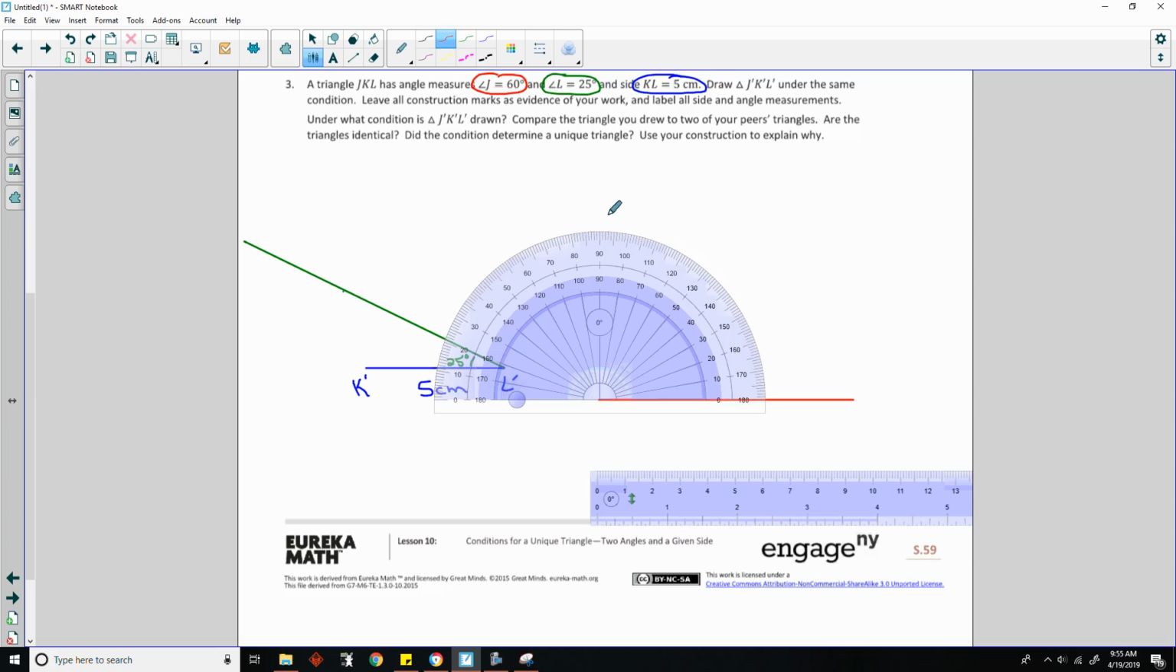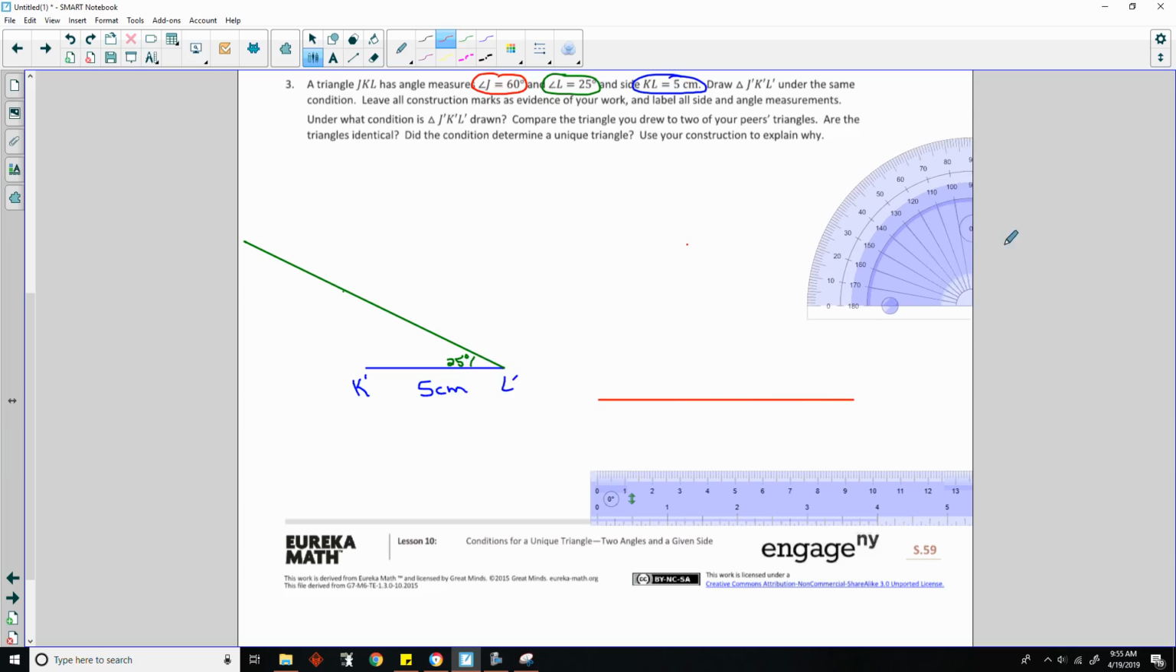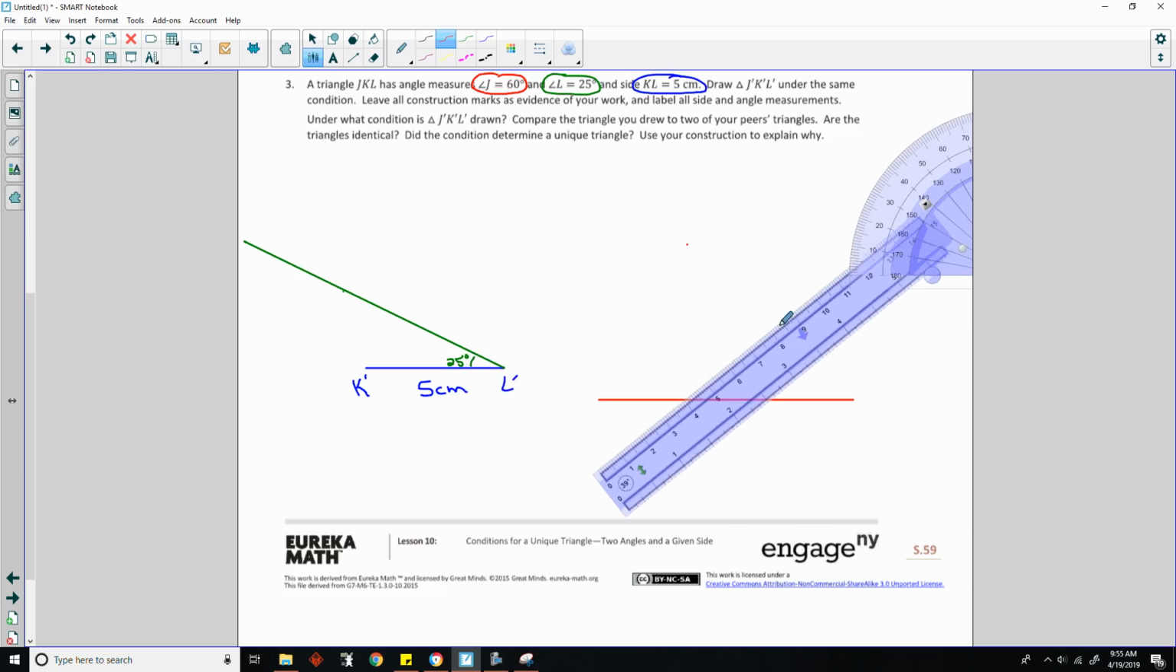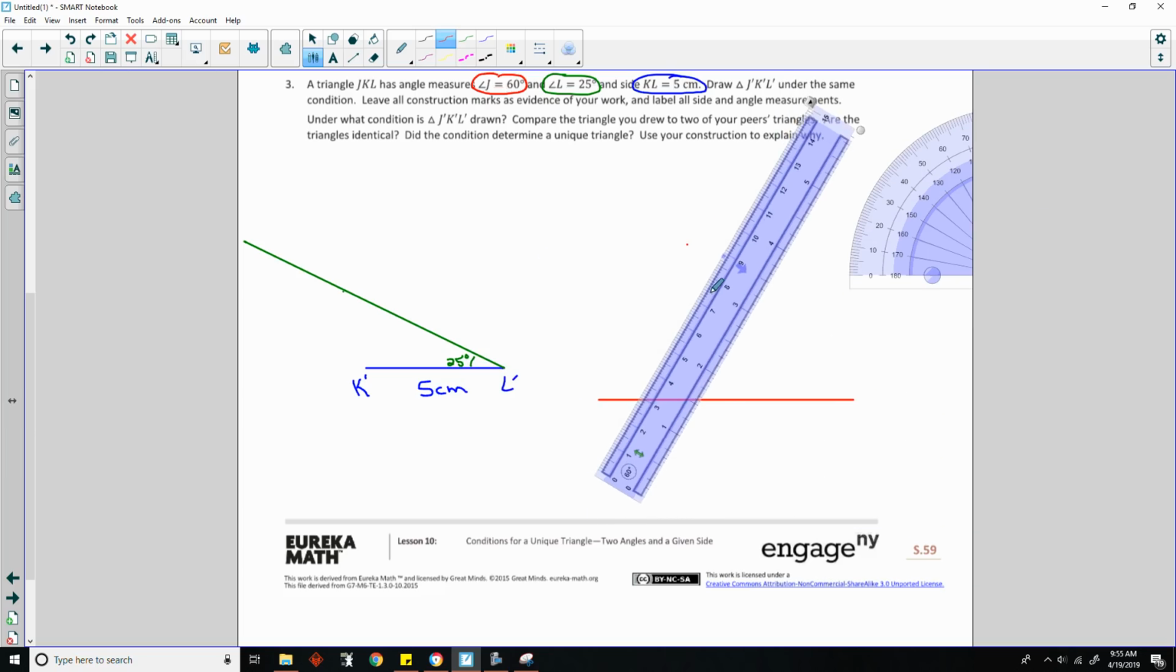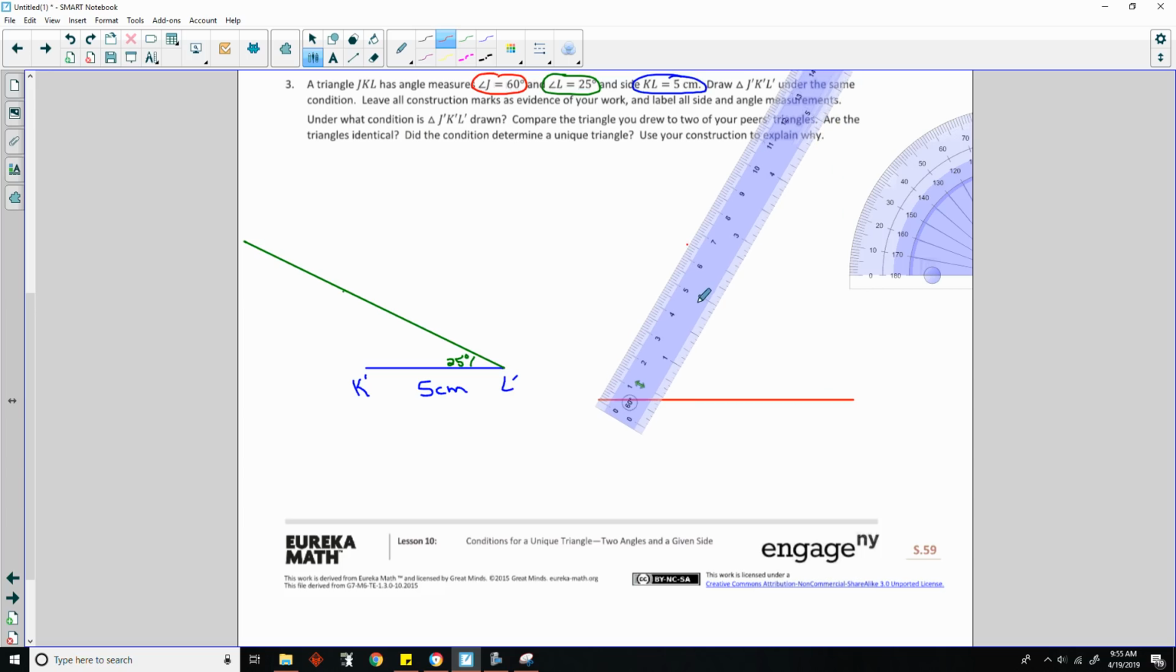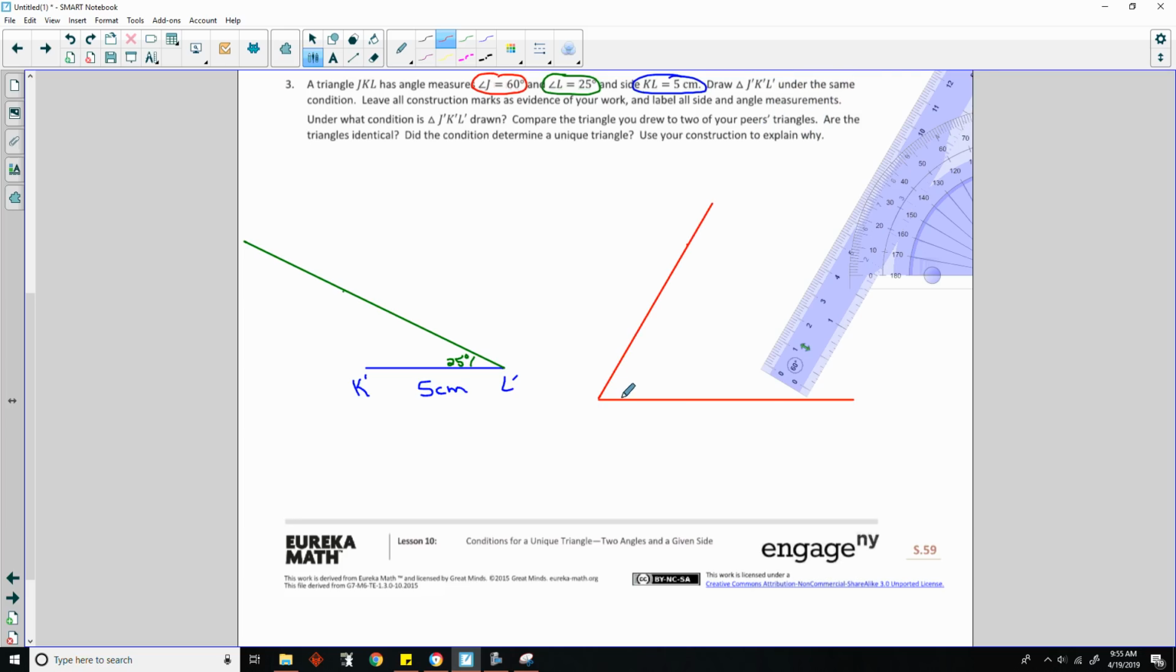So I want to make a 60-degree angle. 60 is right here, so I put a dot right here. This would be done on patty paper, remember? And then I rotate this up, and I am going to put my ruler right at 0. Okay, and then I'm going to draw my angle. That is 60 degrees. Okay, so now that that's created, I have a 60-degree angle.